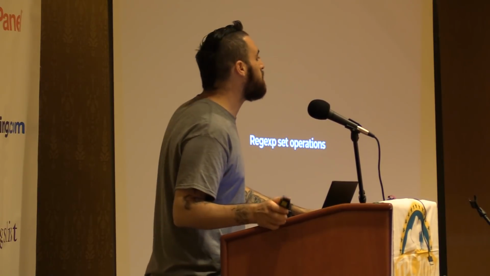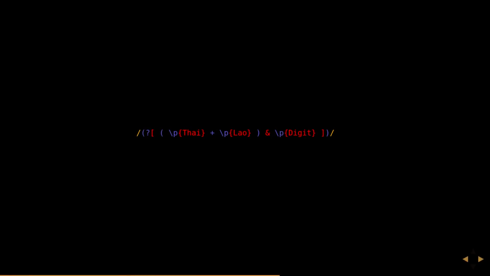So, Regex set operations. I really like this. You're going to see something about this later. So, this is a Regex that actually creates a very specific thing. It requires a digit of either Thai or Laotian. Am I saying this correctly? I want to say Laotian, but I think it's Laotian. Laotian. Thank you. So it takes those two scripts and says, I want a digit of that, which is really precise, and I love this.